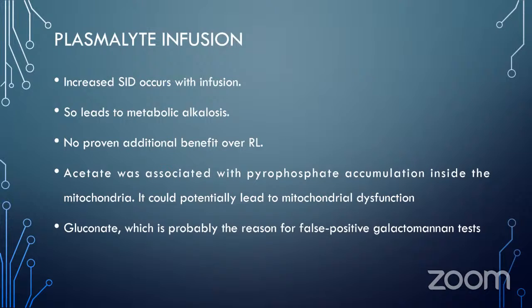The acetate present in the Plasmalyte is at times associated with pyrophosphate accumulation inside the mitochondria and can probably lead to mitochondrial dysfunction. This is also a theoretical possibility. And the gluconate present in the Plasmalyte is probably the reason for patients sometimes getting a false positive galactomannan test. So these are the caveats of Plasmalyte infusion, but this should not stop you from using the Plasmalyte solution.